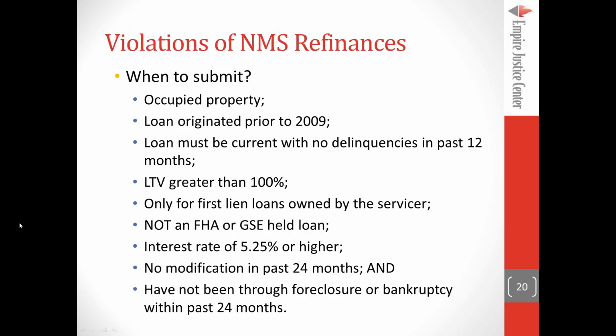And it's only for first lien loans owned by the servicer. It cannot be FHA, Fannie Mae or Freddie Mac held. The interest rate must currently be 5.25% or higher. There must be no modification in the past 24 months, and they've not been through foreclosure or bankruptcy within the past 24 months. So if your borrower falls into all of these categories, it's not an or, it's an and. They must comply with all of these. Please submit that, and they may be eligible for an NMS refinance.